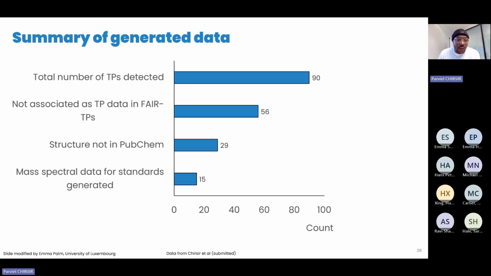Now, to summarize the results of this study, in total, I generated 90 transformation products. 56 of these TPs were not yet associated to parent compounds or have not been associated as transformation product data in FAIR TPs. And 29 of these structures were not in the PubChem database. And we generated mass spectral data from standards of 15 compounds. So these results could help increase transformation product annotation, identification, and risk assessment.